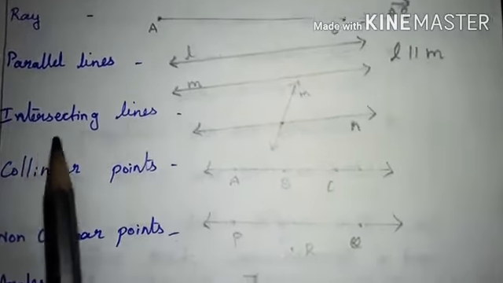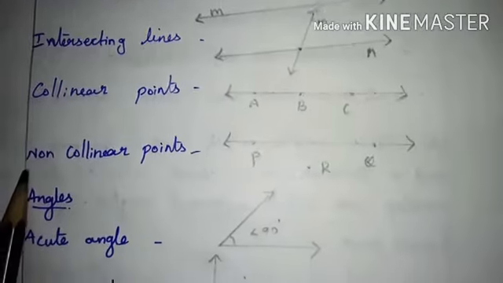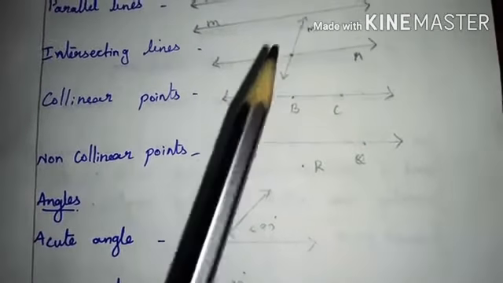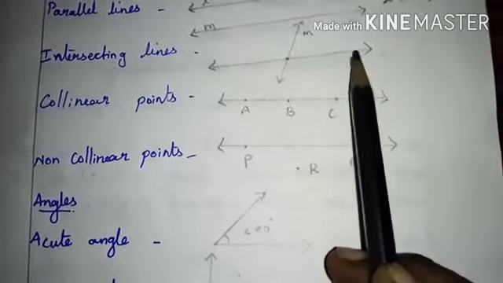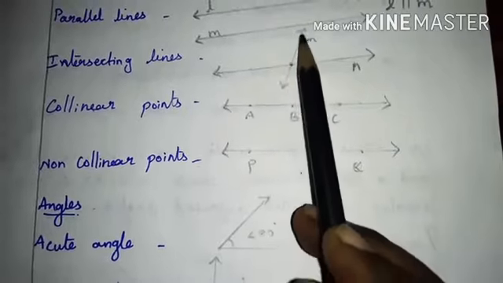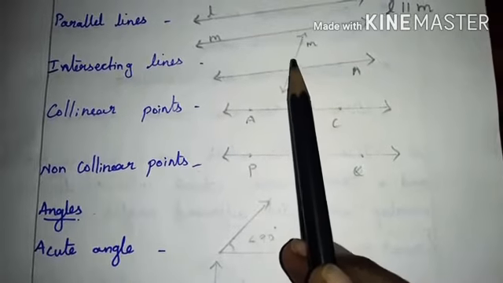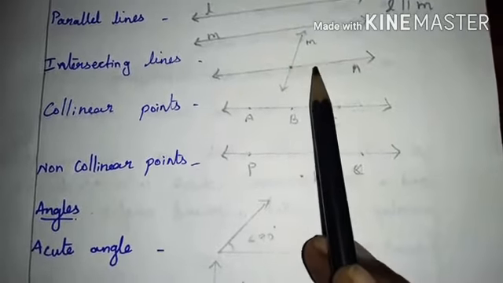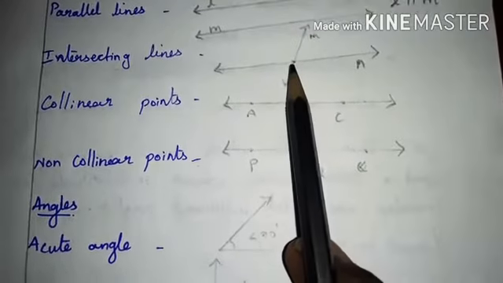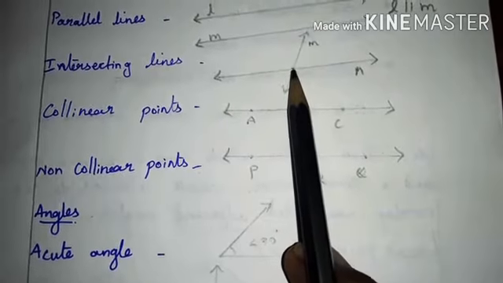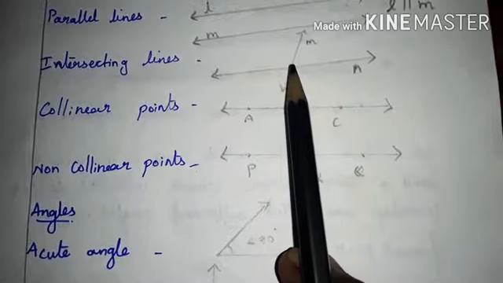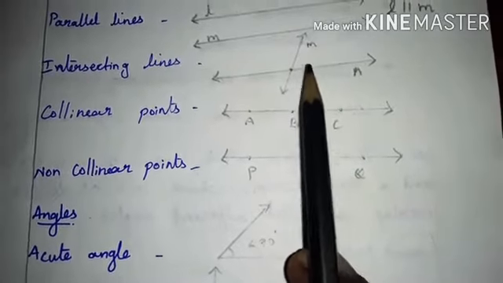And the fifth one is an intersecting line. When two lines intersect at a point, that is here the line M and the line N intersect at this point, then we say these two lines are intersecting lines, and this intersecting point we call the point of intersection of the two given lines.